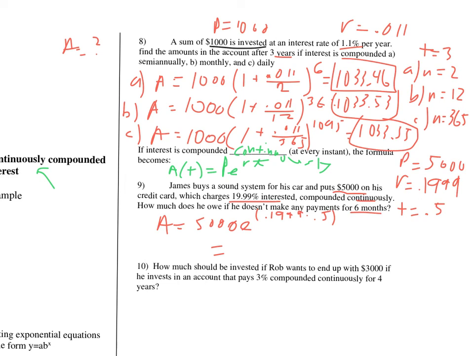And so when I type that in, I get 5525.58. And so James is going to owe an extra $525.58 if he doesn't pay that credit card off. So in just 6 months, he's already owed an extra over $500. And so at those high interest rates, when you have a credit card, that's where interest can really hurt you.